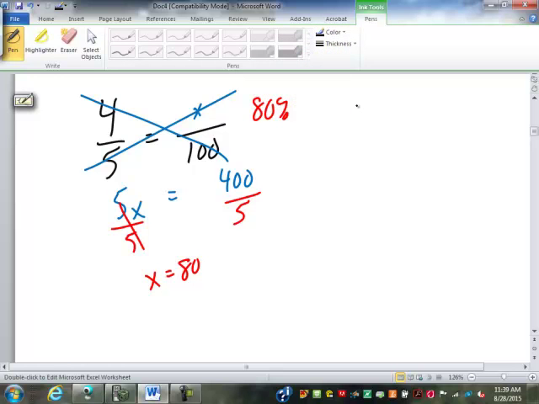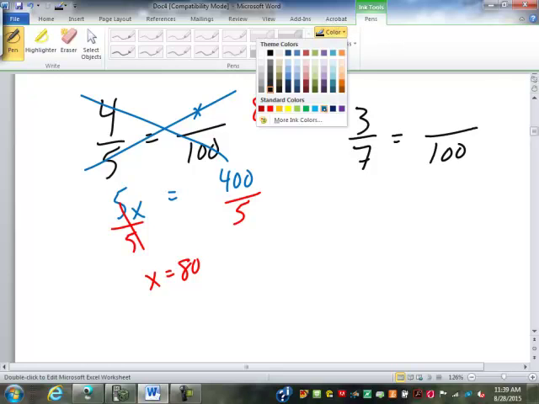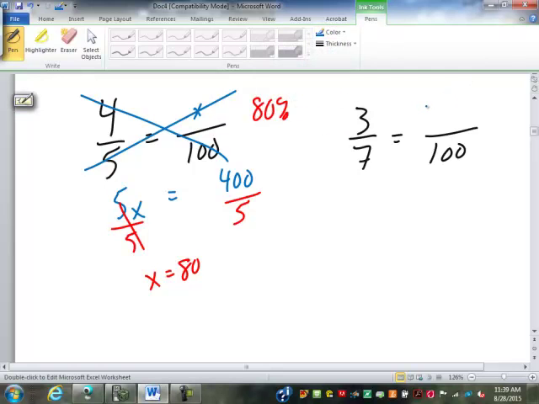I'll have you guys do this one. 3/7. Turn that into a percent, to the nearest hundredth of a percent. Our ratio.